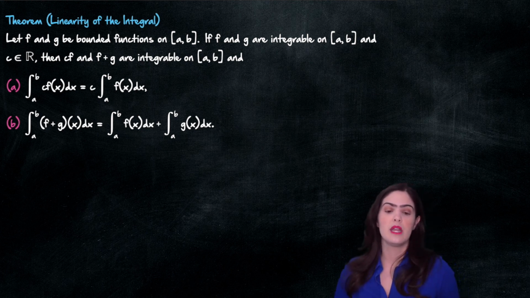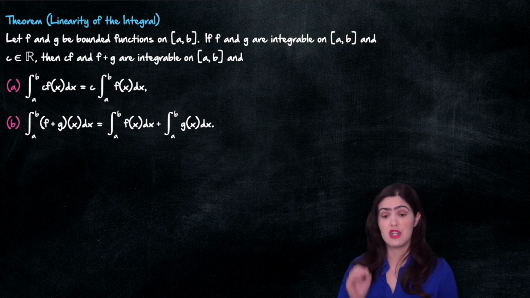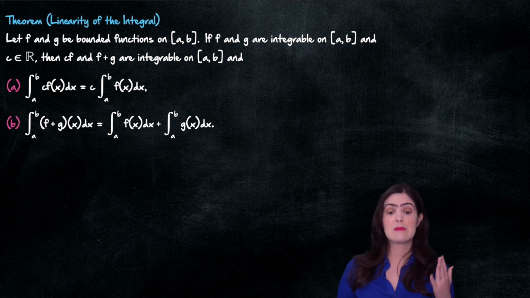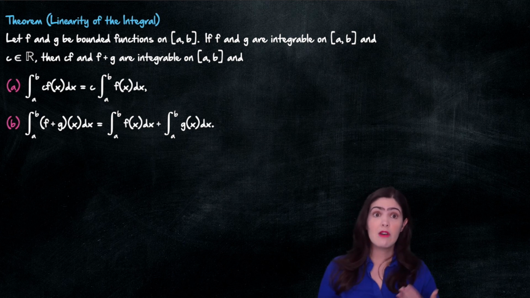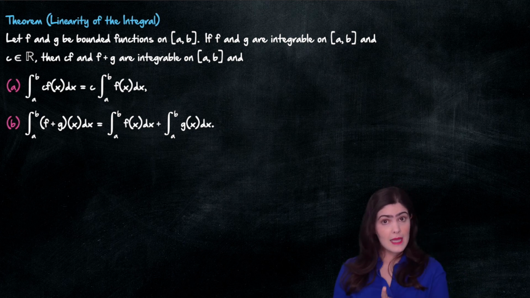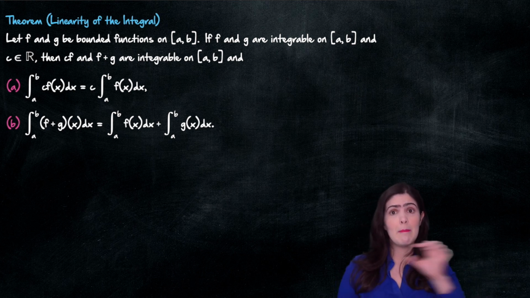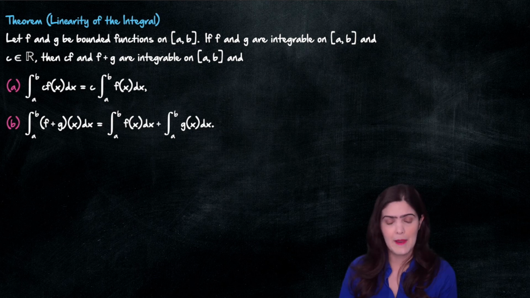And this tells me the following. If I know that f and g are both bounded on the interval ab, I know that f and g are both integrable on ab, and c is a real number, then the function c times f and the function f plus g are both integrable on the interval ab, and we have that the integral from a to b of c times f of x dx is equal to c times the integral from a to b of f of x dx, and the integral from a to b of f plus g of x dx is equal to the integral from a to b of f of x dx plus the integral from a to b of g of x dx. And here I'm only going to prove b, so that the integral of the sum is the sum of the integrals, and I'll leave for you to do the proof of a.